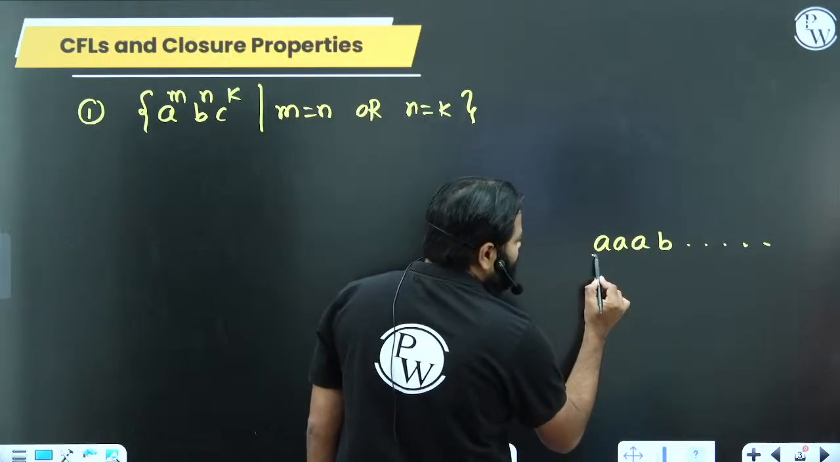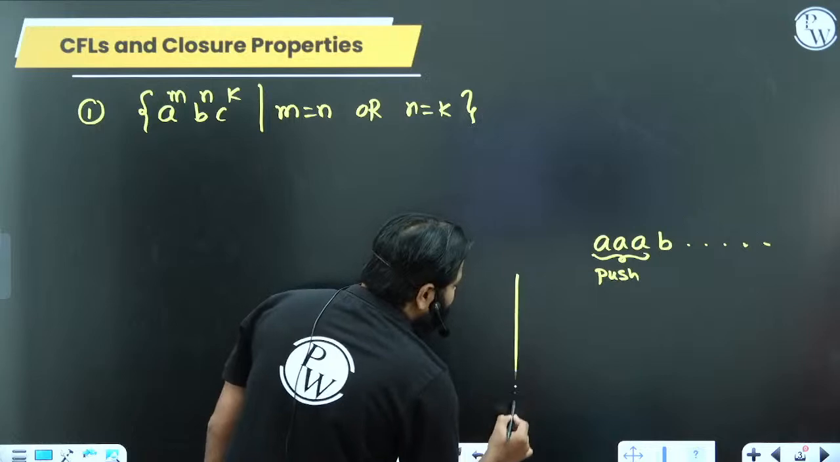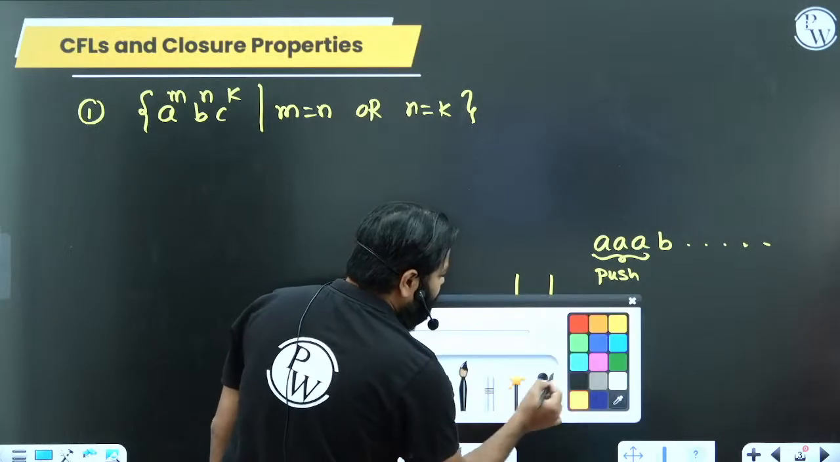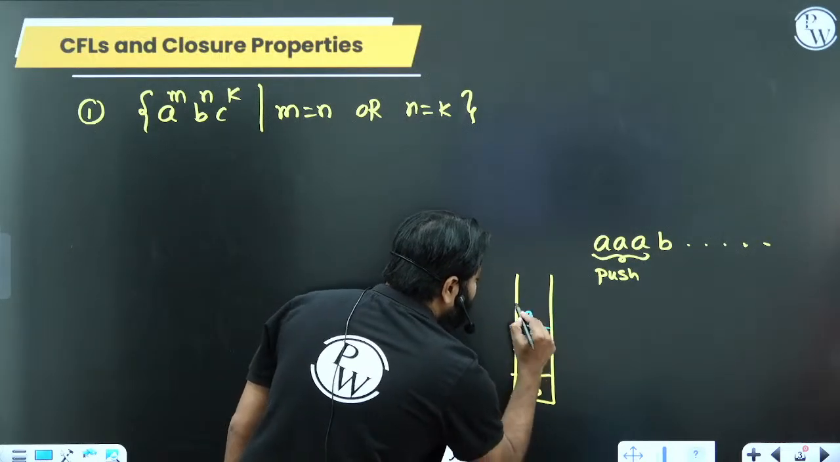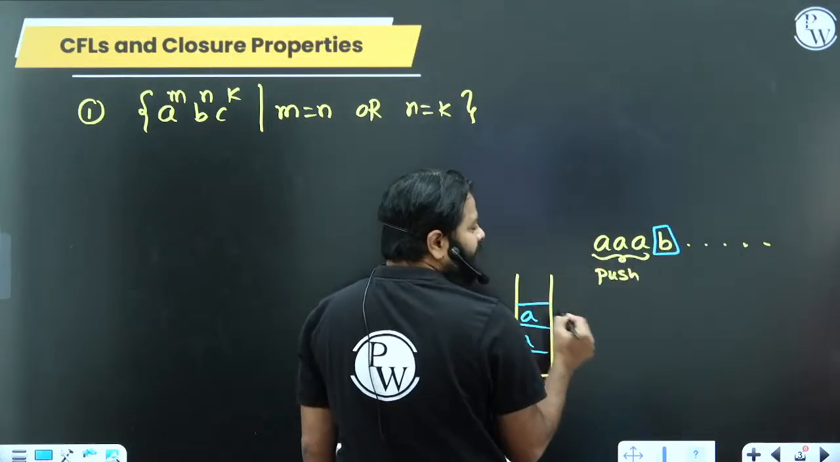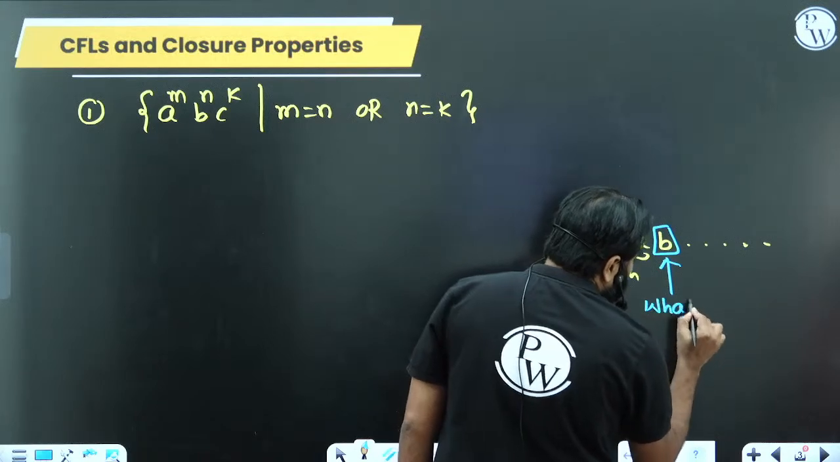Now this triple A, let's say you pushed it. So on the stack you will be having Z0 by default, and you push 1A, 1A, 1A. Now this B, what should we do after completing this 3A scanning? Should I push?